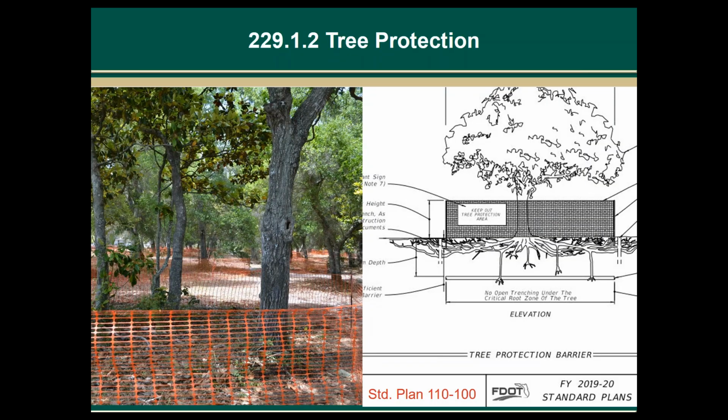Tree protection is covered in section 229.1.2. Tree protection areas are considered selective clearing and grubbing areas, as the tree or palm being protected is selected to remain. Also make sure to familiarize yourself with Standard Index 110-100, Tree Protection and Preservation.